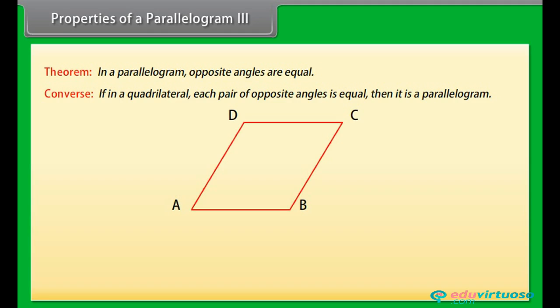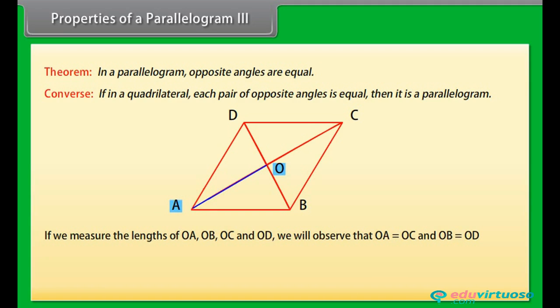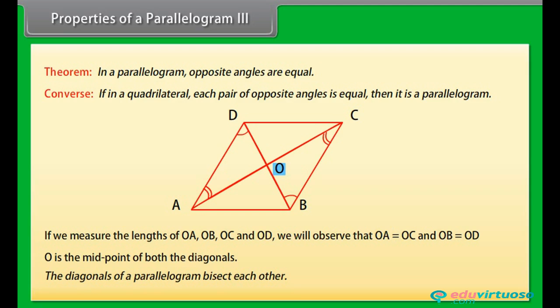Draw a parallelogram ABCD and draw both its diagonals intersecting at the point O. If we measure the lengths of OA, OB, OC and OD, we will observe that OA is equal to OC and OB is equal to OD. Or we can say that O is the midpoint of both the diagonals. If we repeat this activity with more parallelograms, we will find that O is the midpoint of both the diagonals. This gives us a new theorem which says: the diagonals of a parallelogram bisect each other.